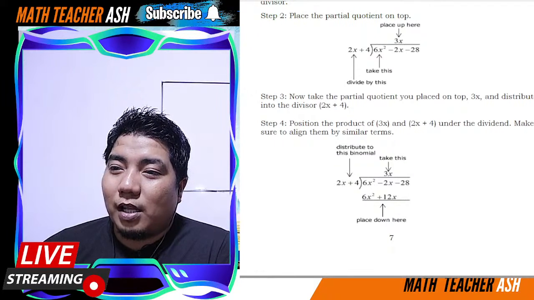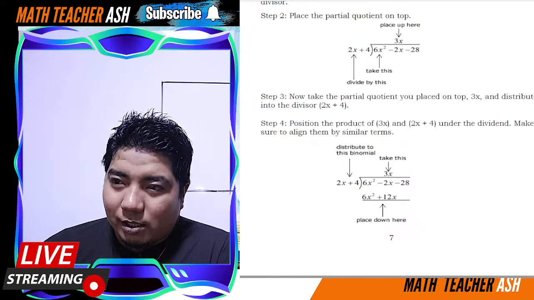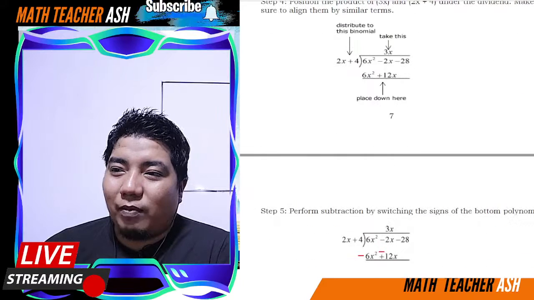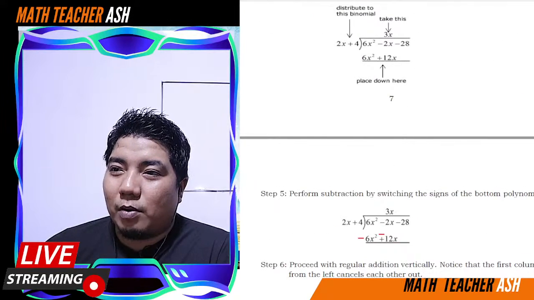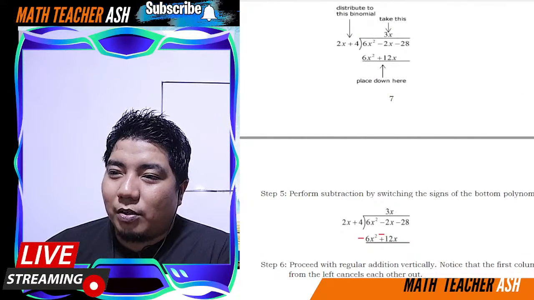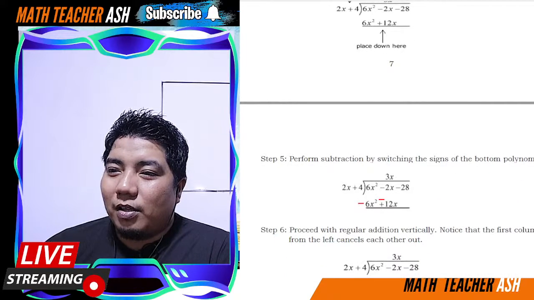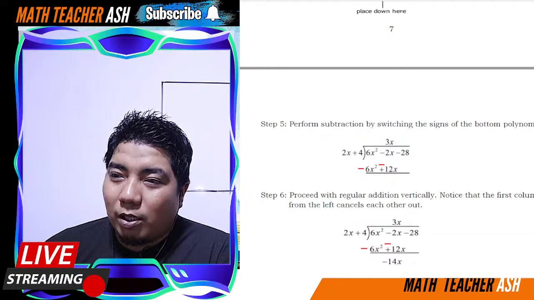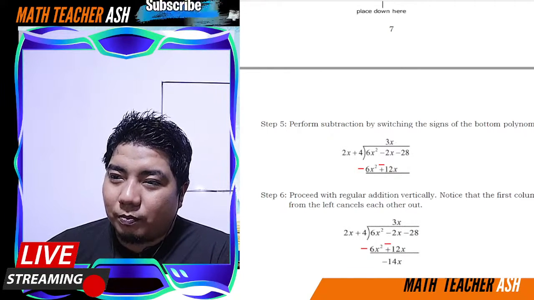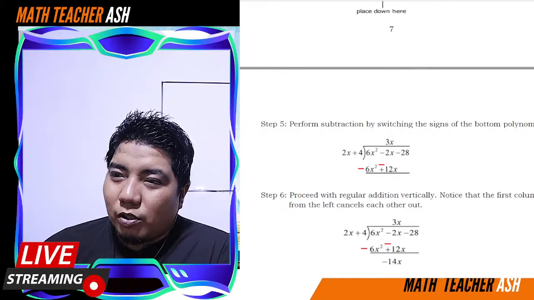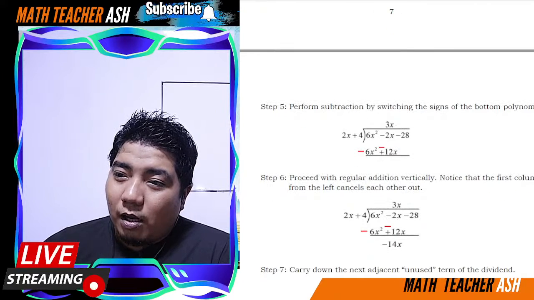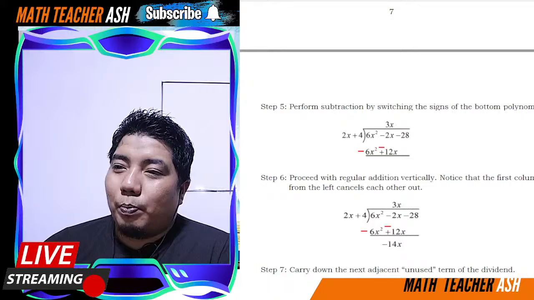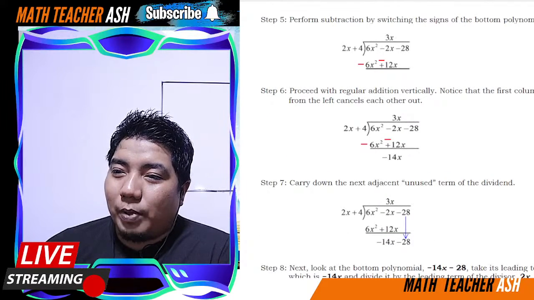So, negative 2x minus positive 12x. Ang sagot doon is negative 14x. Okay, so ito yung tingnan nyo. So, magma-minus tayo. Ayan, no? Alright? So, wala nang matira. Negative 2x minus 12x, that will become negative 14x. Okay? So, bring down negative 28. Okay? You bring down negative 28.